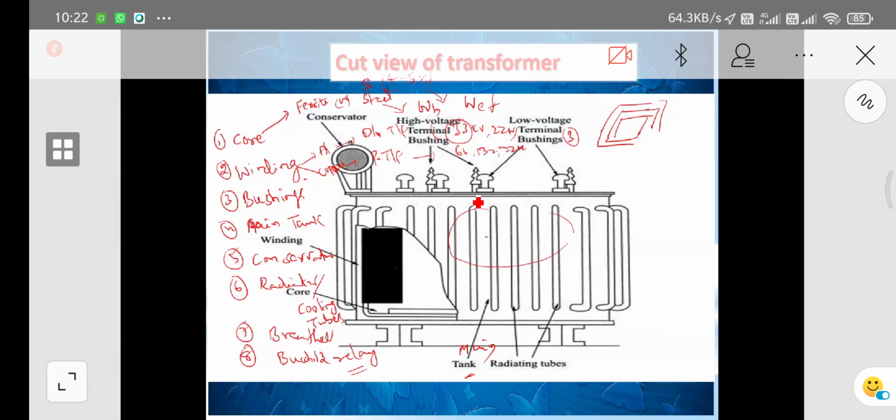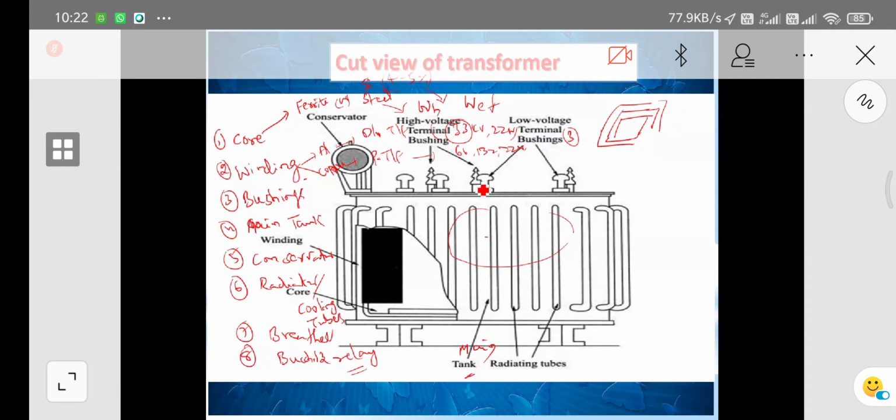The bushings get the supply and transfer it to other areas, like our transmission side as well as the distribution side. Based on that, we have high voltage terminal bushings and low voltage terminal bushings.